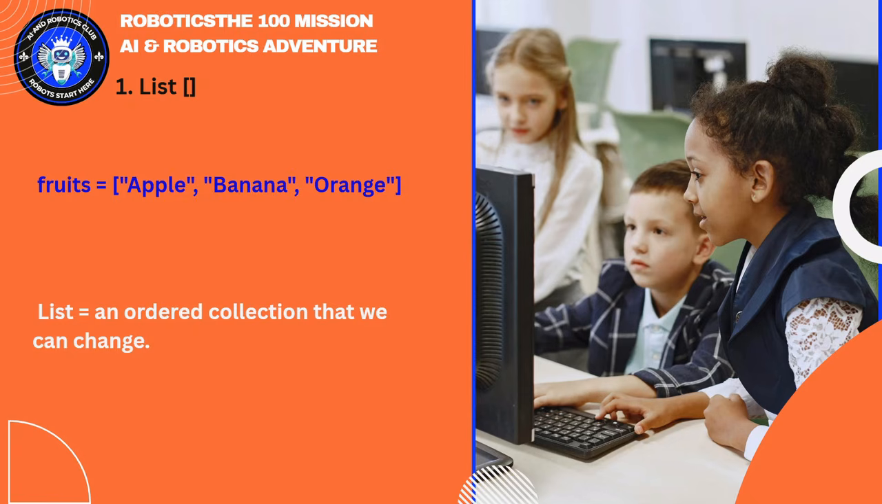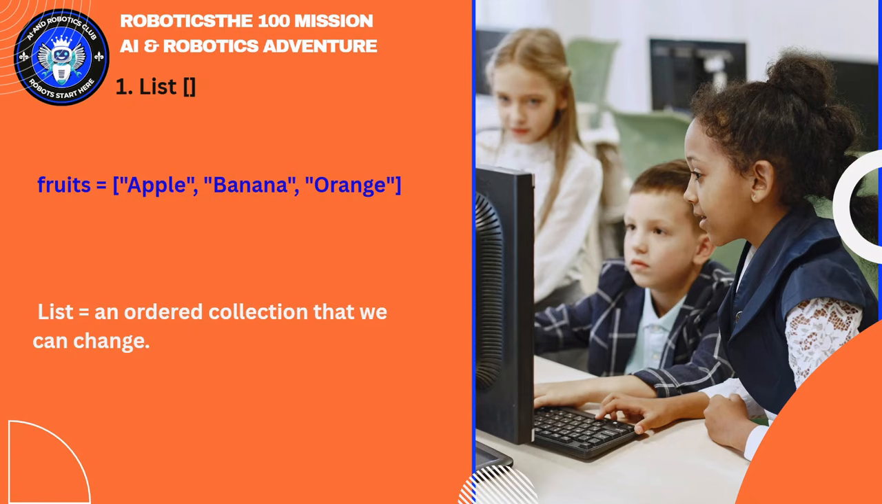One important thing to remember, Python starts counting from 0. So apple is 0, banana is 1, and orange is 2. Lists are also changeable. For example, fruit 1 is banana, and if you want to change it to mango, now our list becomes apple, mango, orange. So remember, a list is an ordered collection that we can change.